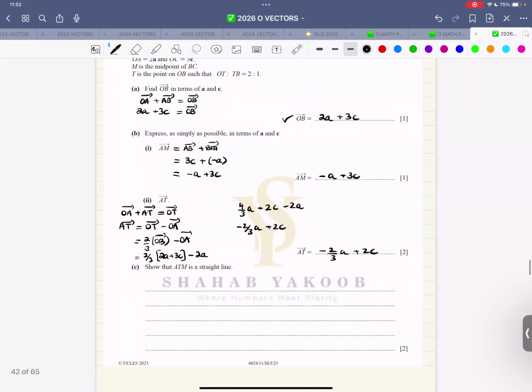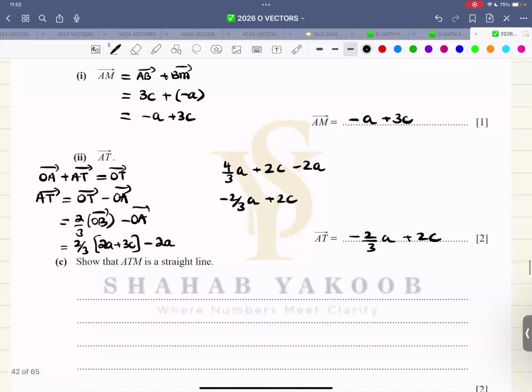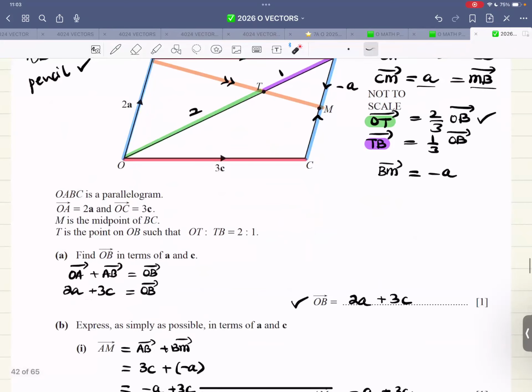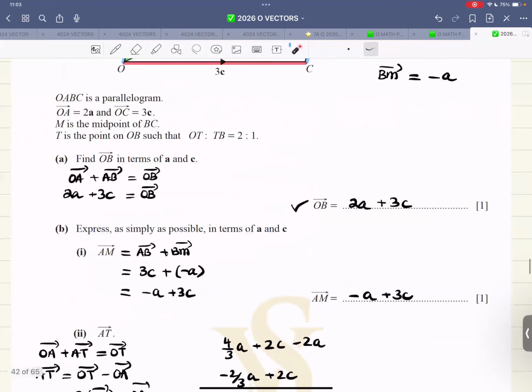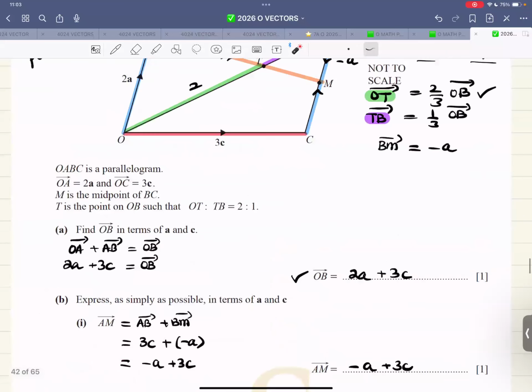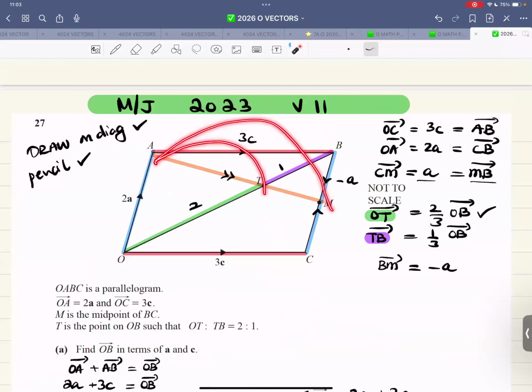So now the last part. Show that ATM is a straight line. Now, first look at what we have. We have OB, we have AM, we have AT. So this is like that collinear point thing.